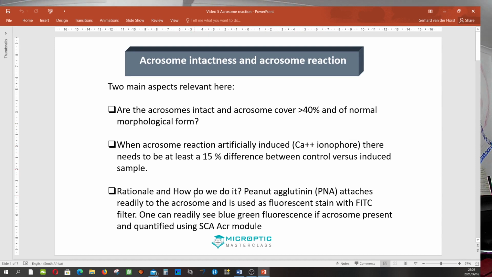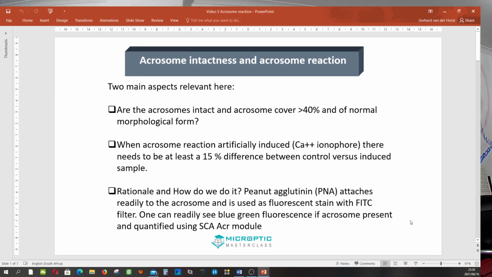The rationale and how we do it is briefly the following. Peanut agglutinin attaches readily to the acrosome and is used then as a fluorescent stain. And we use a FITC filter. And one can readily see blue-green fluorescence if acrosome is present and quantified using the SEA acrosome module.